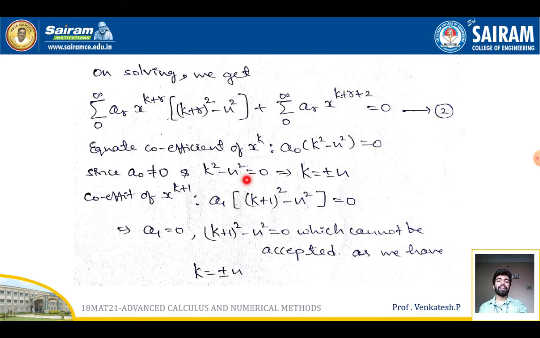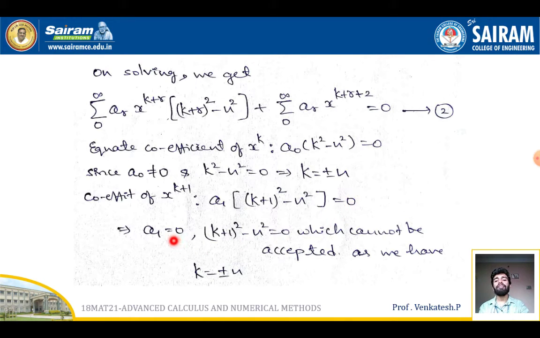On simplifying it, I will get k is equal to plus or minus n square. So this is called the indicial equation or quadratic equation. On simplifying it, I got the roots like k is equal to plus or minus n. So now if I equate the coefficient of x power k plus 1 to 0, like if I replace r is equal to 1 here, I'll get the x power k plus 1 term. So I will get a1 into (k plus 1) whole square minus n square will be equal to 0.